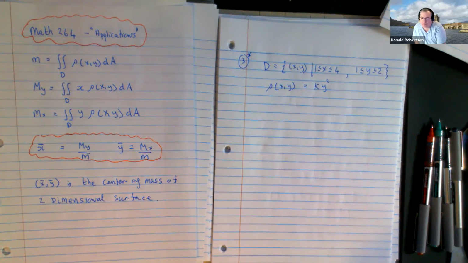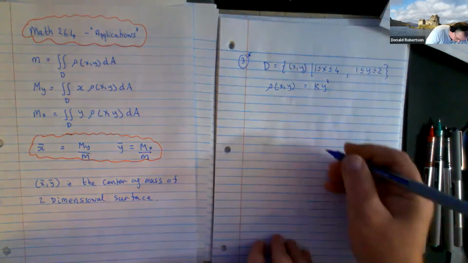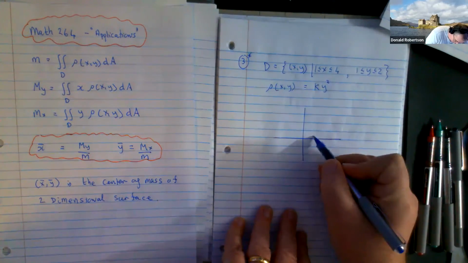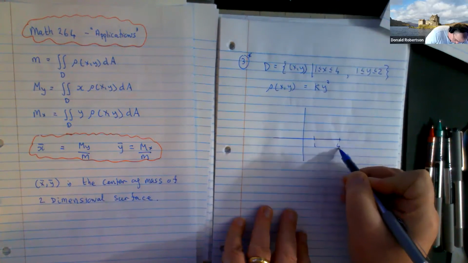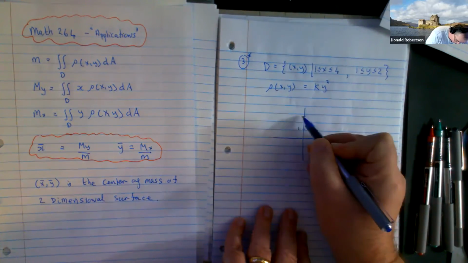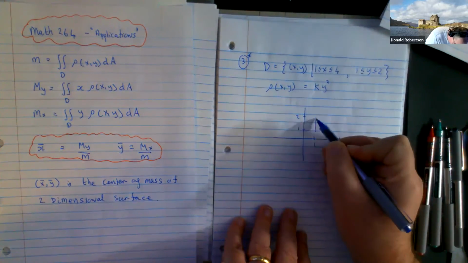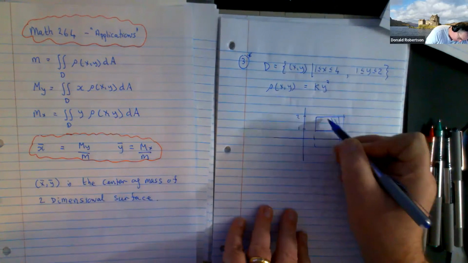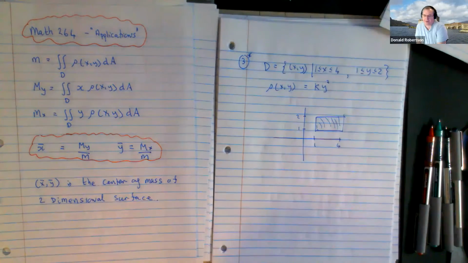So it could be 2y squared, it could be 55y squared, right? It's always going to be positive because a density function measures weight, mass. Now, draw a little picture of what that guy looks like. X equals 1 to 4. Y equals 1 to 2. Would you agree we've got a little rectangular plate floating in space? Yes, Sam.